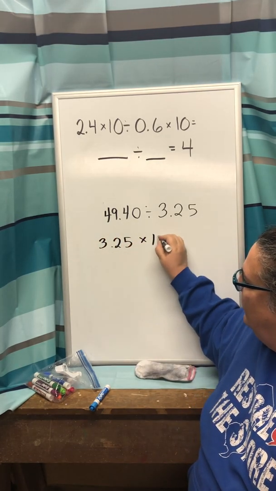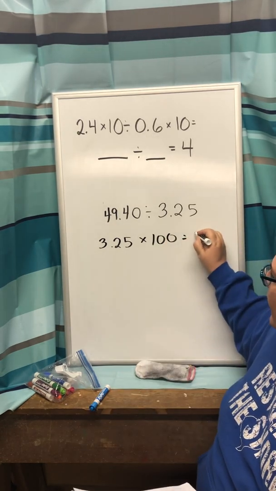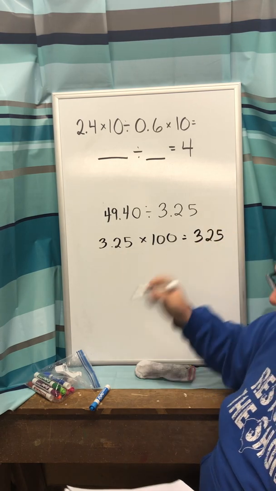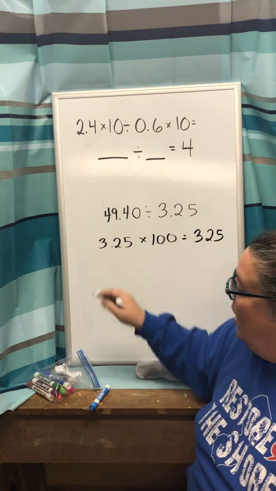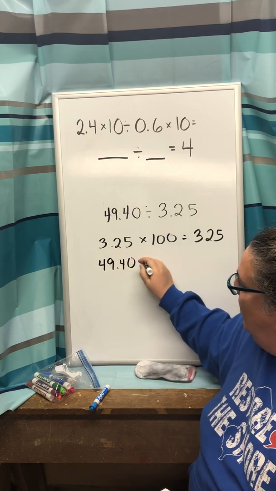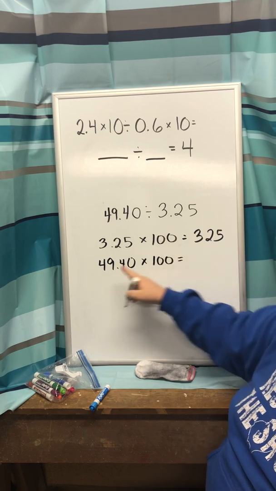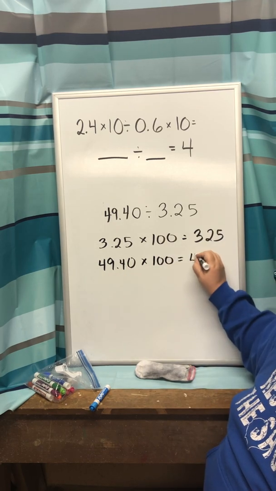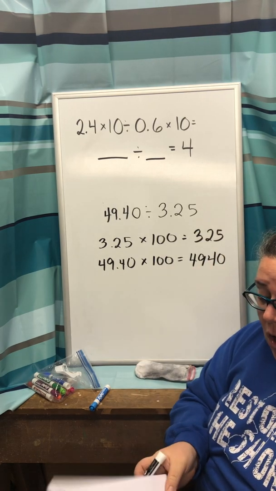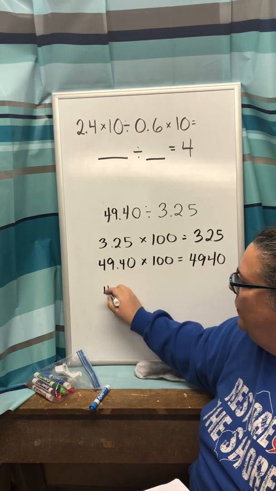we said we were multiplying by 100 or 10 to the second power, is going to give us, remember, 2 places over, 325. For the next one, 4940, again, times 100 or 10 to the second power, 2 places over, is giving us 4,940. And then our last line is going to be the actual problem without the decimals.